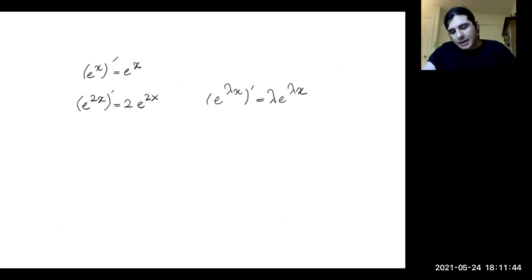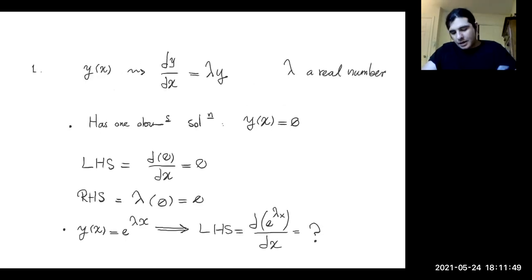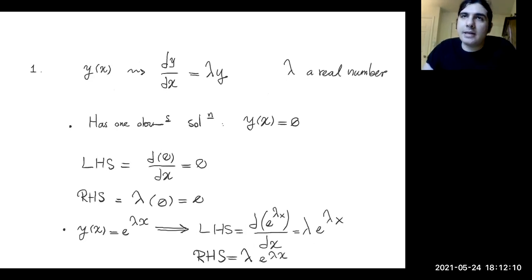Okay, now having that in mind, let's go back to our equation. Here, derivative of e to the lambda x with respect to x is lambda e to the lambda x. What about the right-hand side? The right-hand side is lambda times y, but here we say y is e to the lambda x. And as you can see, again, right-hand side is equal to the left-hand side. So here we do have another solution to this equation.